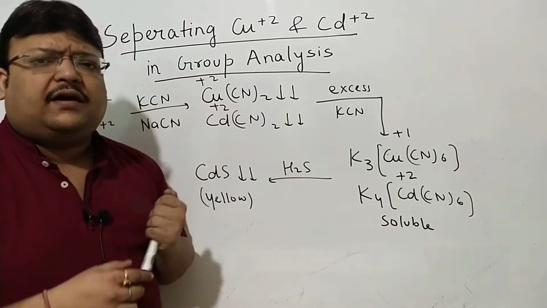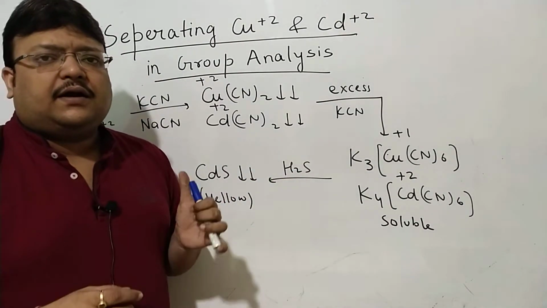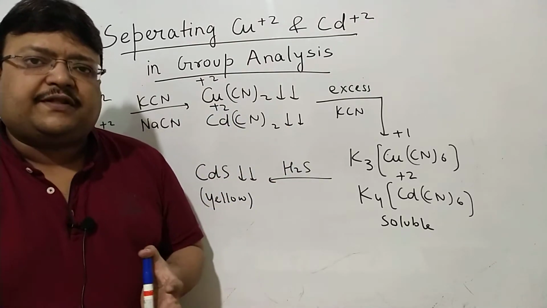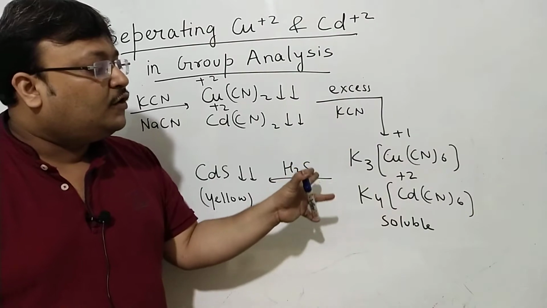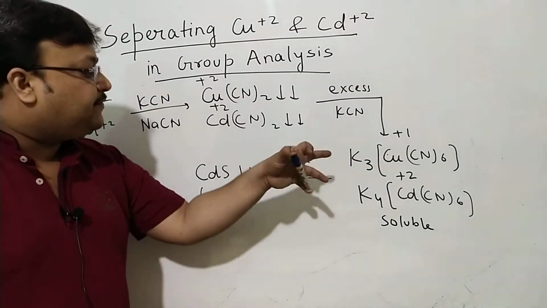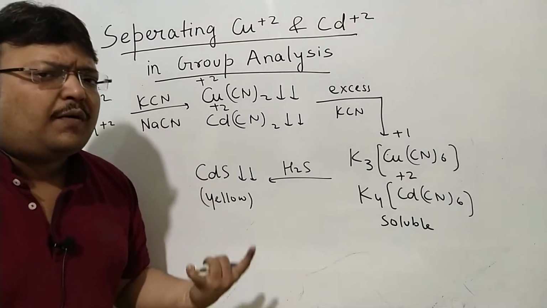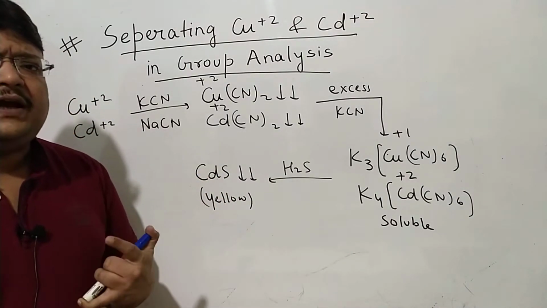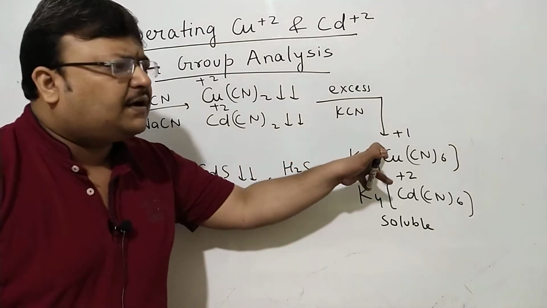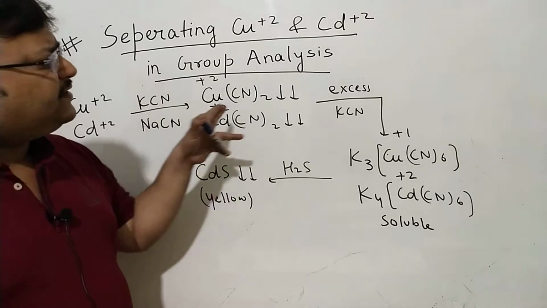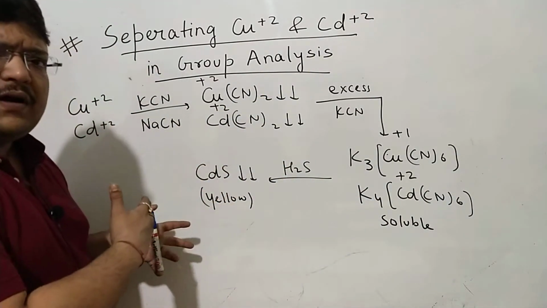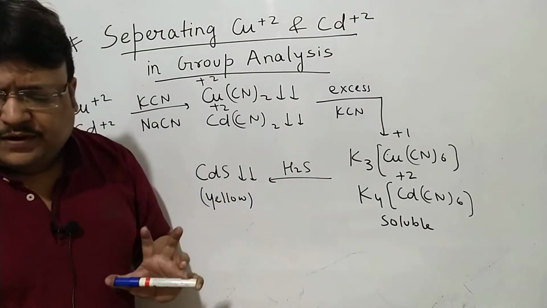We'll talk about it in a little while. But this is how you separate copper and cadmium. Add KCN, both will precipitate. Add excess of KCN, both will dissolve. And if both are present together, adding H2S will precipitate only cadmium and not copper, because copper sulfide precipitate will require copper to be in +2 state. It becomes +1. Now this is the sequence by which you will be able to separate copper and cadmium, because now cadmium could be filtered out. Naturally copper is staying in the soluble form.